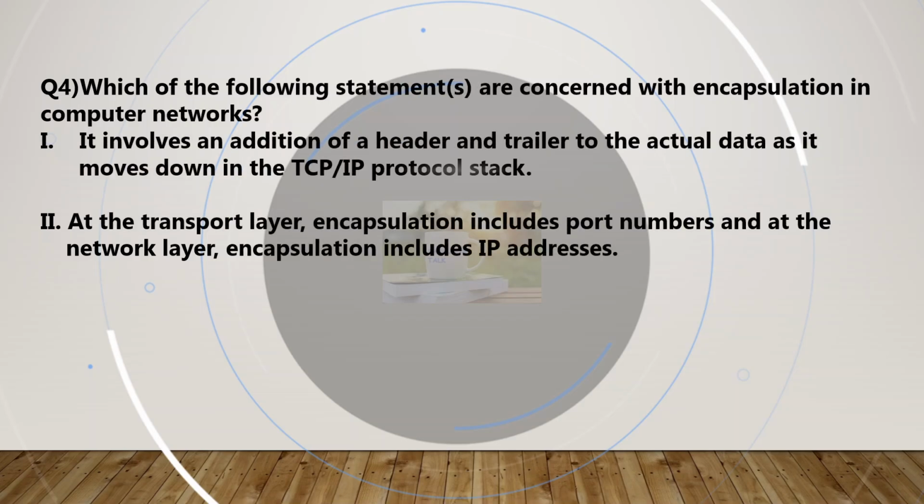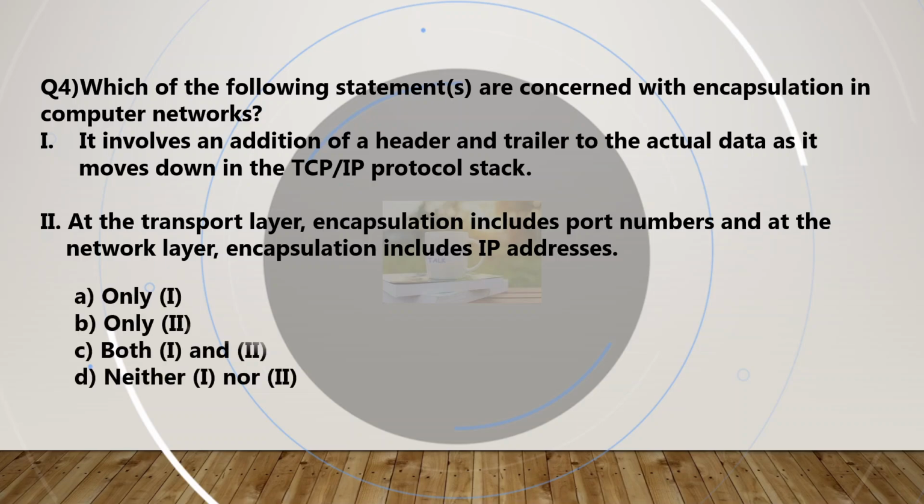Next question is about the correct options. Which of the following statements are concerned with encapsulation in computer networks? 1. It involves the addition of a header and trailer to the actual data as it moves down the TCP/IP protocol stack. 2. At the transport layer, encapsulation includes port numbers and the network layer encapsulation includes IP addresses. So, the options are A, B, C, D.